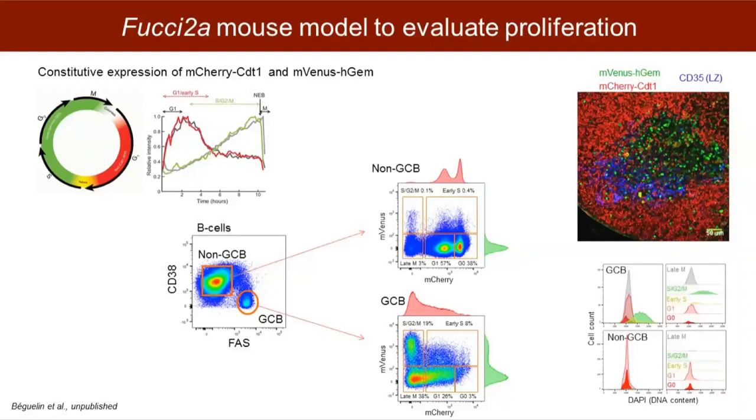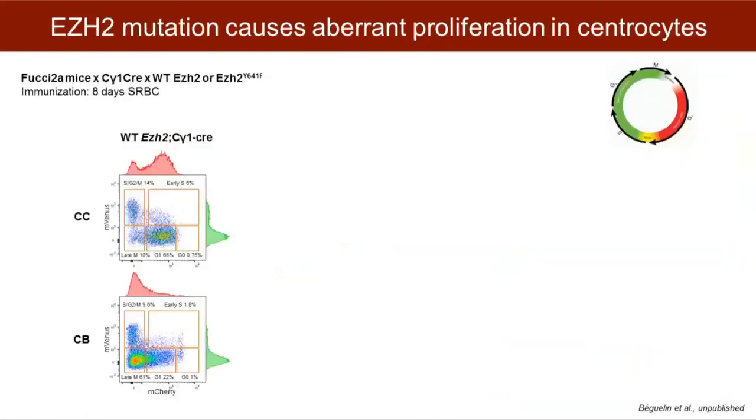We validated our gating by evaluating DNA content using DAPI in fixed FUCCI splenocytes, where DAPI shifts to the right in cells in S phase, and the shift is more pronounced in cells in G2M. When we gated on centroblasts and centrocytes, we found most centrocytes in G1 and centroblasts in S, G2, M phases as expected.